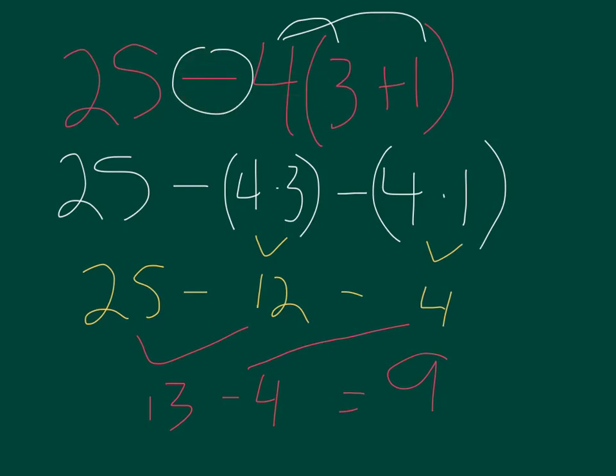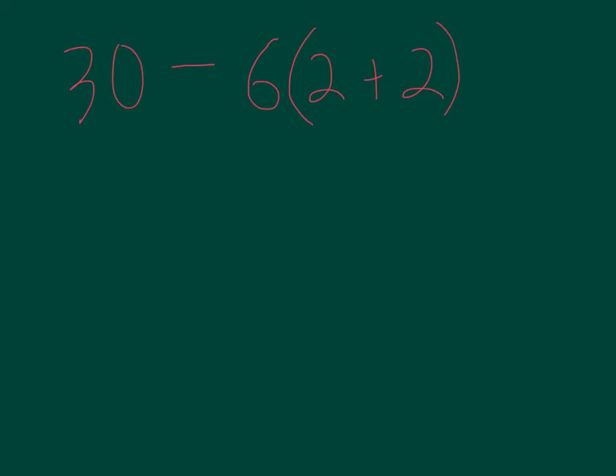I'll do another one. For this one, I want you to pause the screen and work along to make sure that you are doing this the same as I am. So we know that we're not going to do 30 minus 6 first because I've told you that's wrong. It's never going to be right, okay? If you were to do 2 plus 2 first, which is 4, and then you would do 6 times 4, which is what?